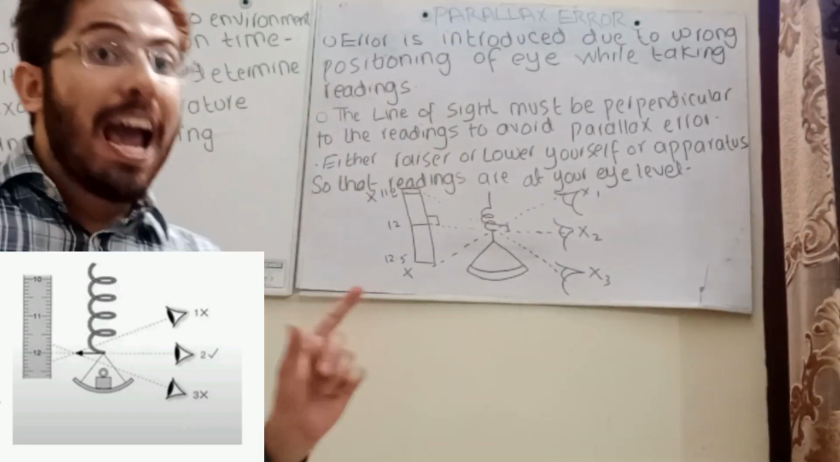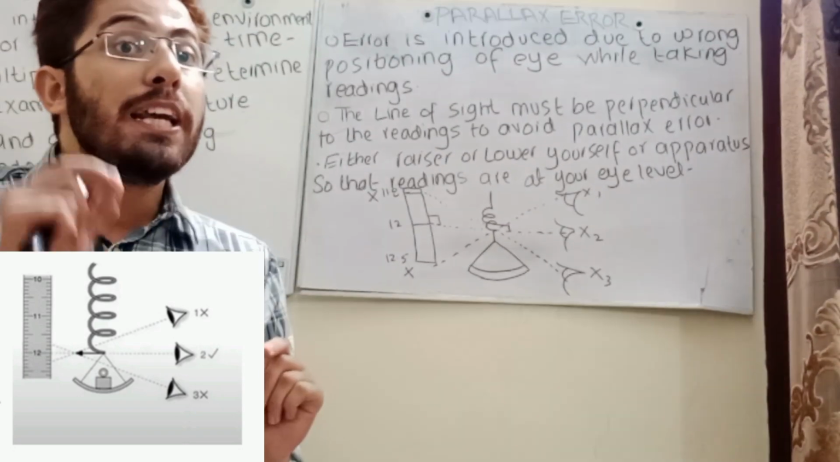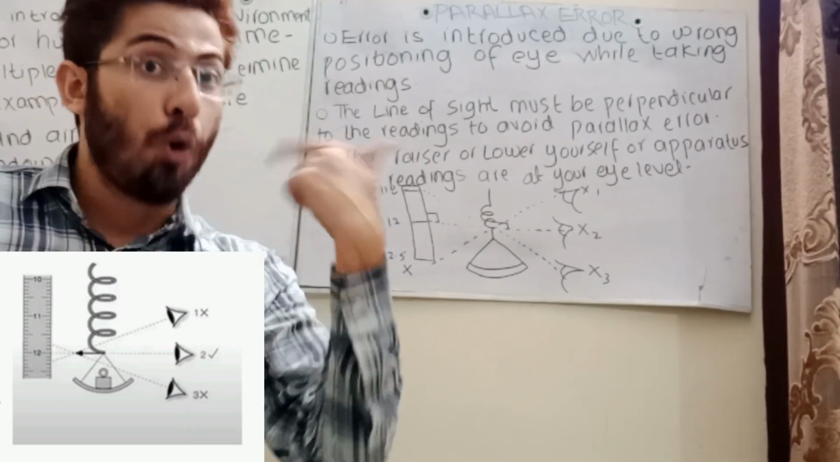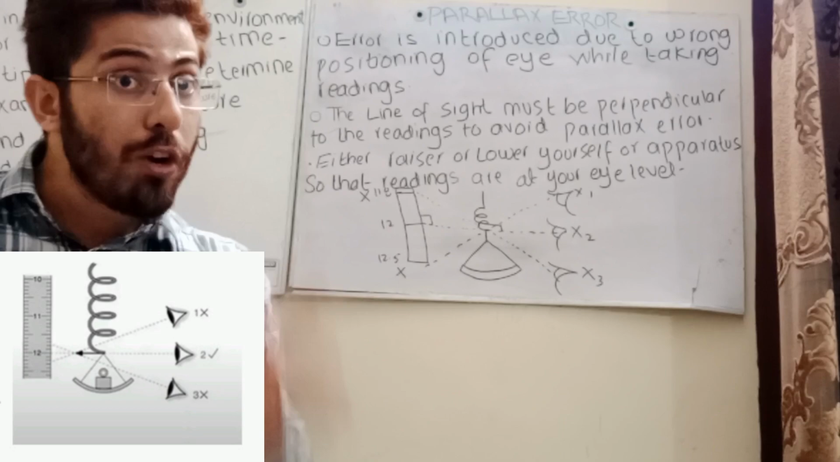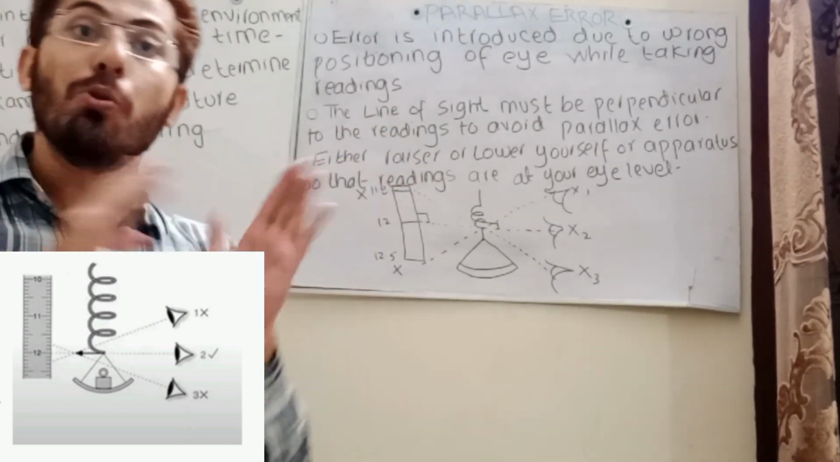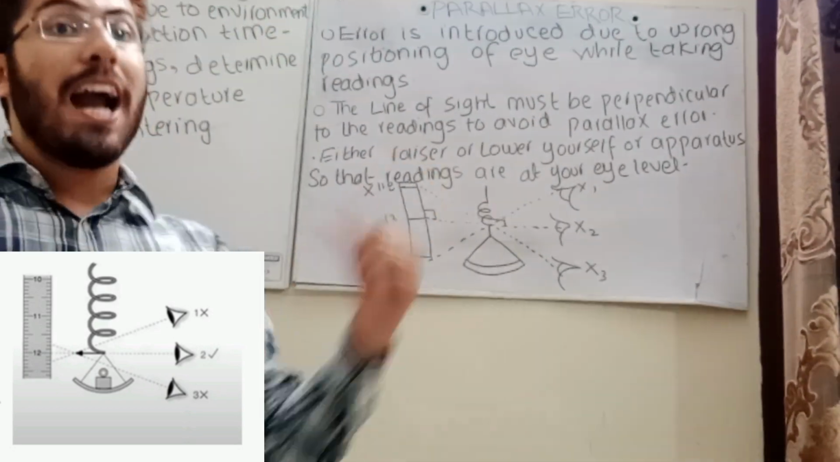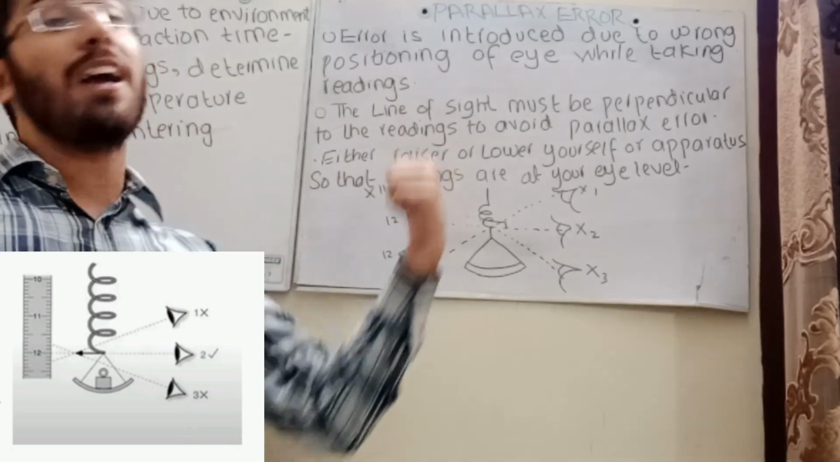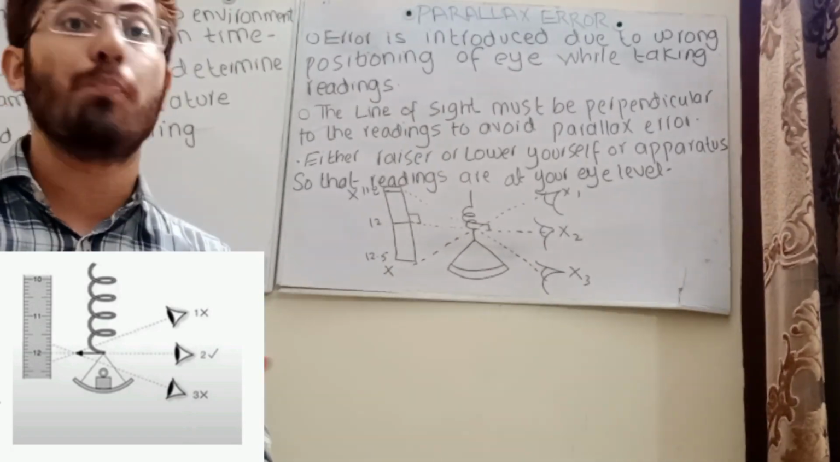Okay, so this error is introduced when you put your eyesight in the wrong position. Definitely it should be perpendicular to the device, so that this error will be avoided. Mostly asked in the exam, student, P2, P4.